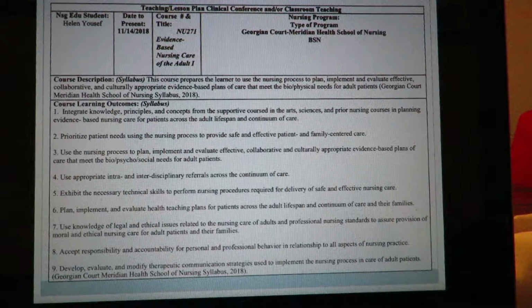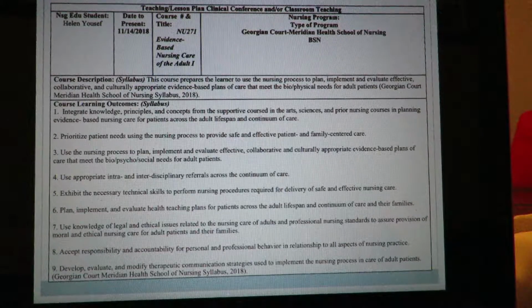So the students are integrating knowledge and principles and concepts that they've learned in previous courses. They're learning to prioritize patient needs using the nursing process. They're using appropriate intra and interdisciplinary referrals across the continuum of care. They're exhibiting the necessary technical skills to perform nursing procedures required for delivery of safe and effective nursing care. This course does have a clinical component.